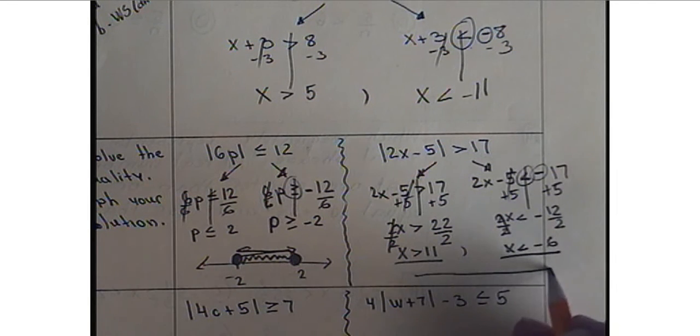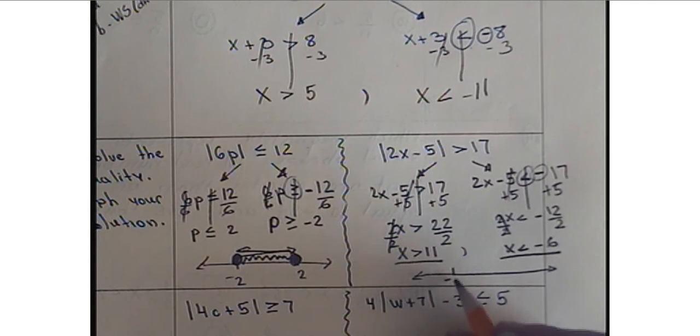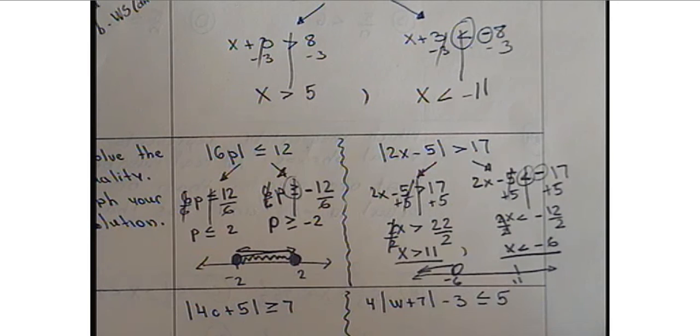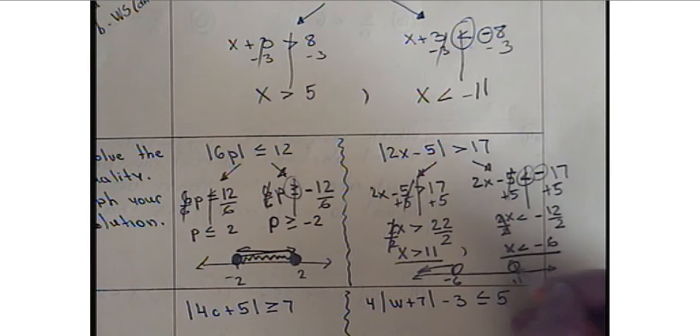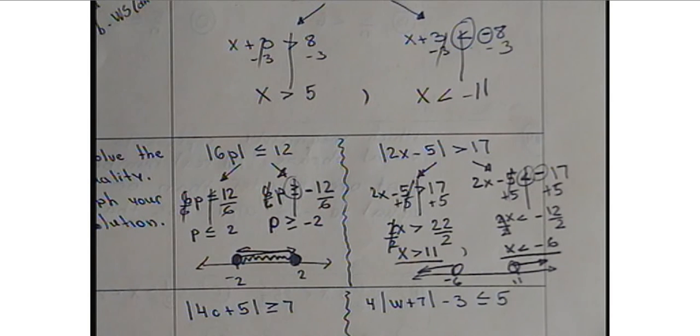If we need to graph it, negative 6 is first, then 11. At negative 6, open circle, x is less than, goes in this direction. At 11, we have an open circle, x is greater, going to the other direction. With that, the examples are done.